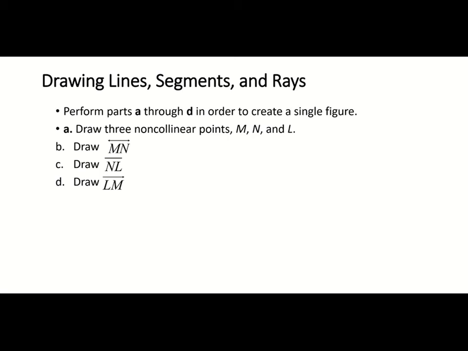Okay, so hopefully you guys paused the video and you tried to do it. So step A, they asked for three non-collinear points. Remember, non-collinear means not in the same line. So I'm going to make point M, point N, and point L. All right, then they want us to draw, and if you notice the symbol here, it's line MN. So through MN, and again, I apologize, it's not going to be super straight. My pencil doesn't draw very straight on here. But there's my line MN through M and N.